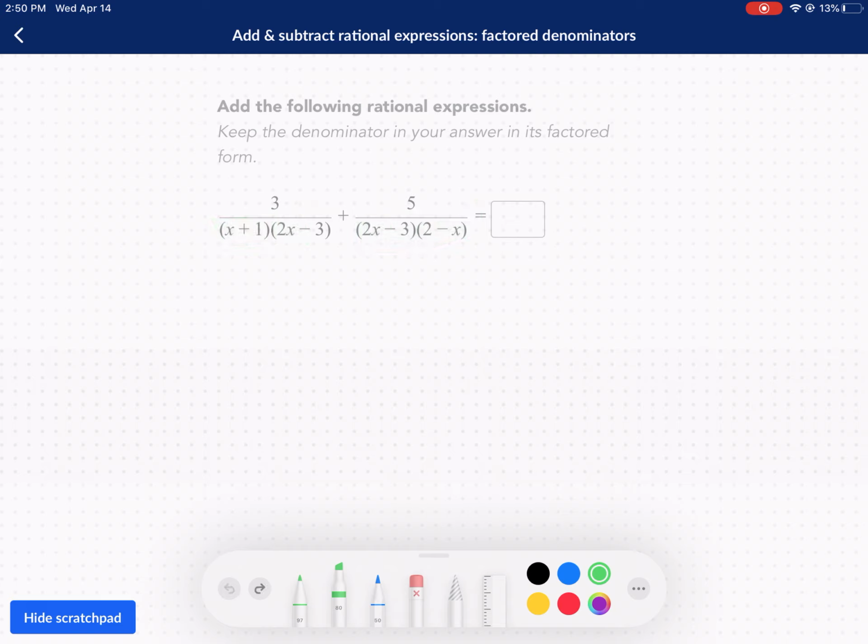But here's the issue. When we're adding rational expressions, it's telling us to keep it in factored form, okay? But we have to have a common denominator. So you can see here, they both share a 2x minus 3 component, but this one has a 2 minus x, and this one has an x plus 1. So essentially we need every color represented here.